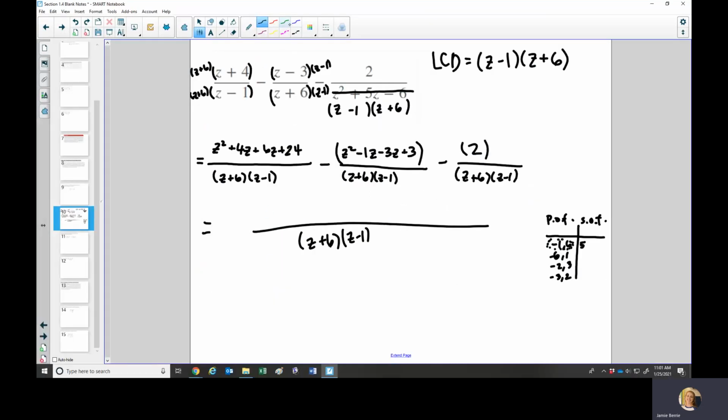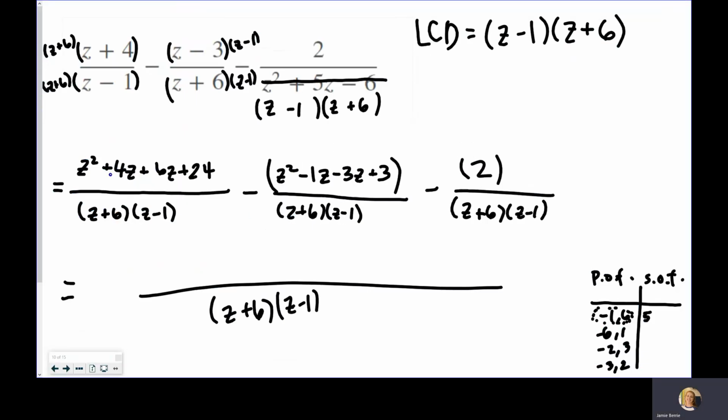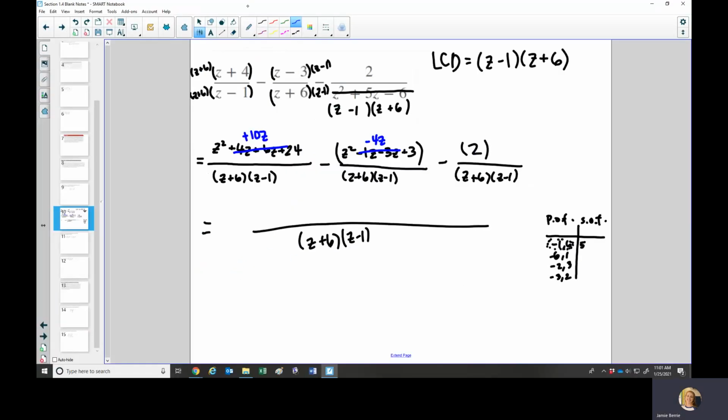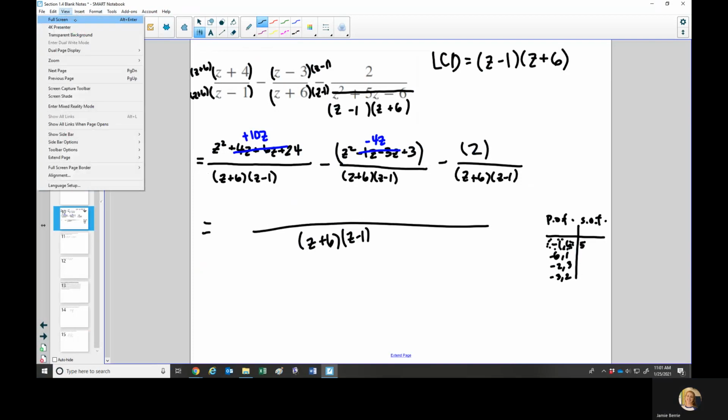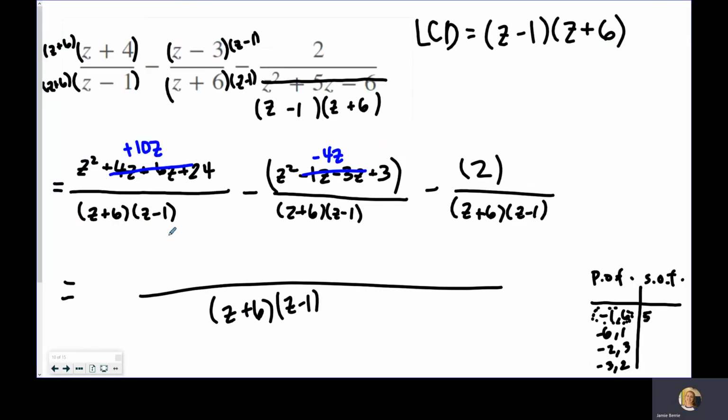Let me switch my pen color so we can combine those and not look too messy. So it's going to be a plus 10z. 4 plus 6 is 10. Negative 1 minus 3, that becomes negative 4z. Nothing to do over here. All right, so let's go back to black. So again, the first numerator stays the same. z squared plus 10z plus 24.